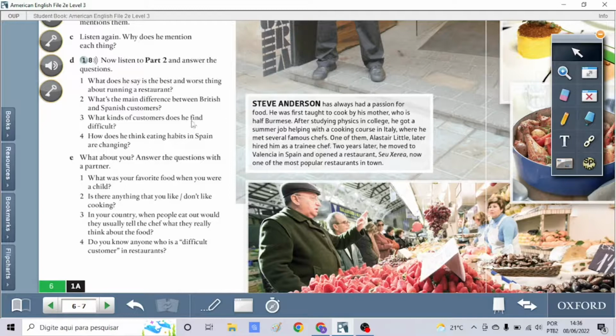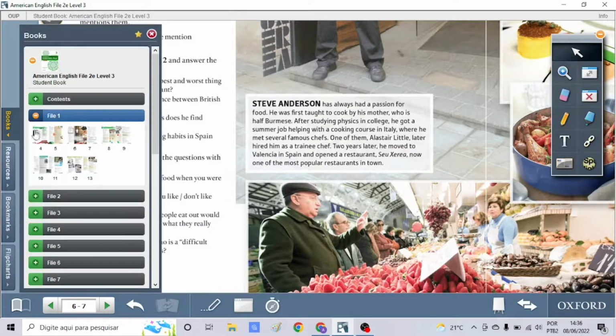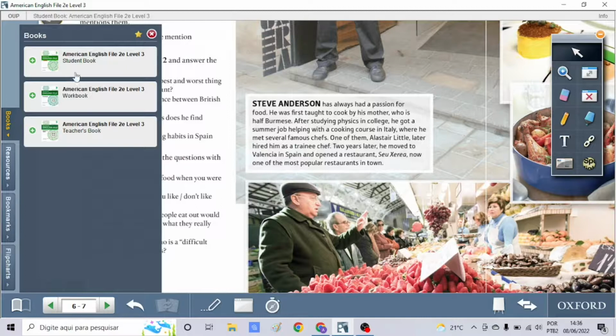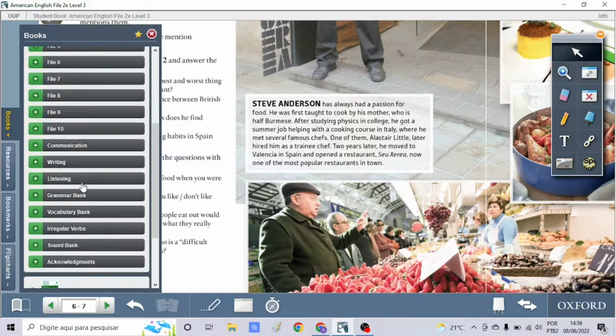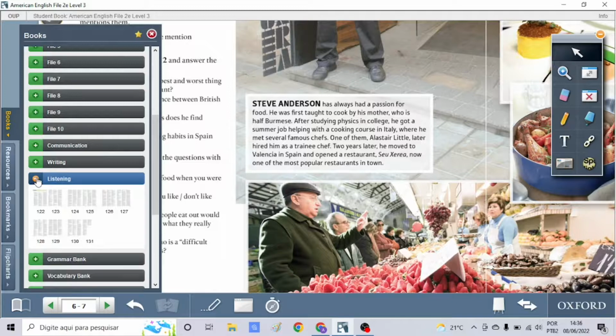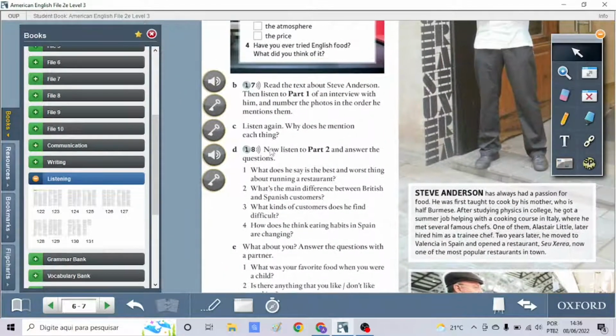I want you to pay attention to something. I'm going to play the audio of this second part of the interview, but this time I am not going to show you the script of this audio, but I want you to see that in your student's book, we have a part of the listening. Can you see the listening? In this section here, you can find the script for all the audios you have in this book.